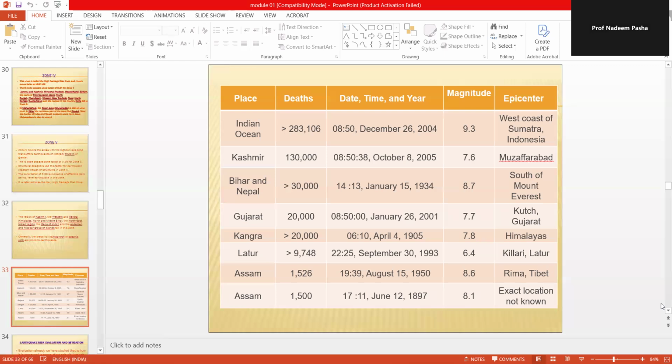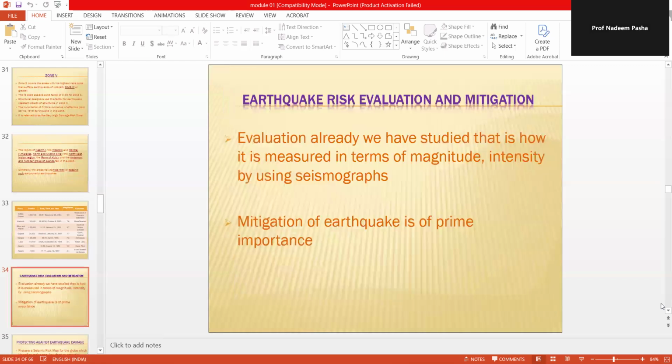Assam, that is 1526. Time is 7:39, August 15, 1950. Magnitude is 8.6. Epicenter is Rima, Tibet. Assam, 1500. Time is 5:50, June 2, 1897. And the magnitude is 8.1. Exact location not known.